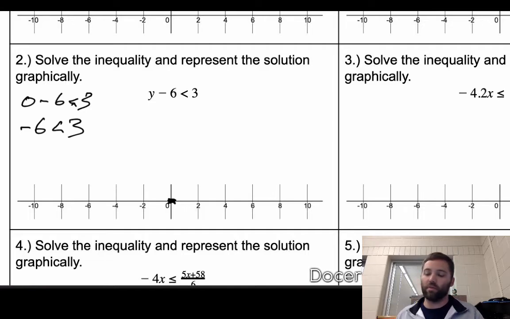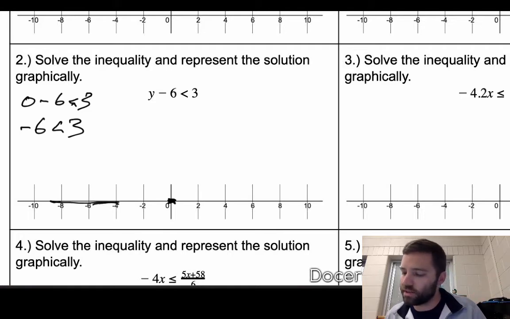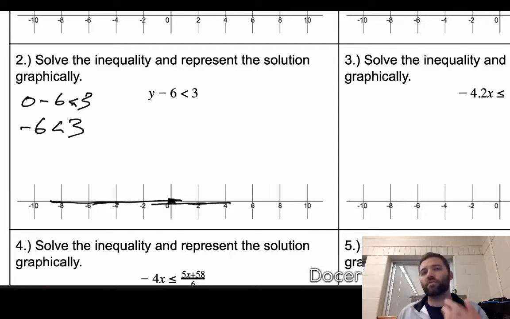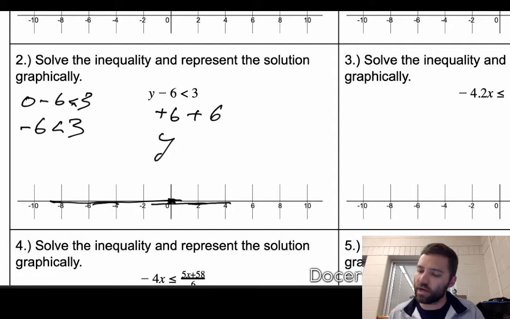And you might think, what about 1? 1 minus 6 is negative 5. That's less than 3. Great. So these numbers over here seem to all be fine. How far up do we go? Well, we can figure this out algebraically. We can just add 6 to both sides, and I get y is less than 9.